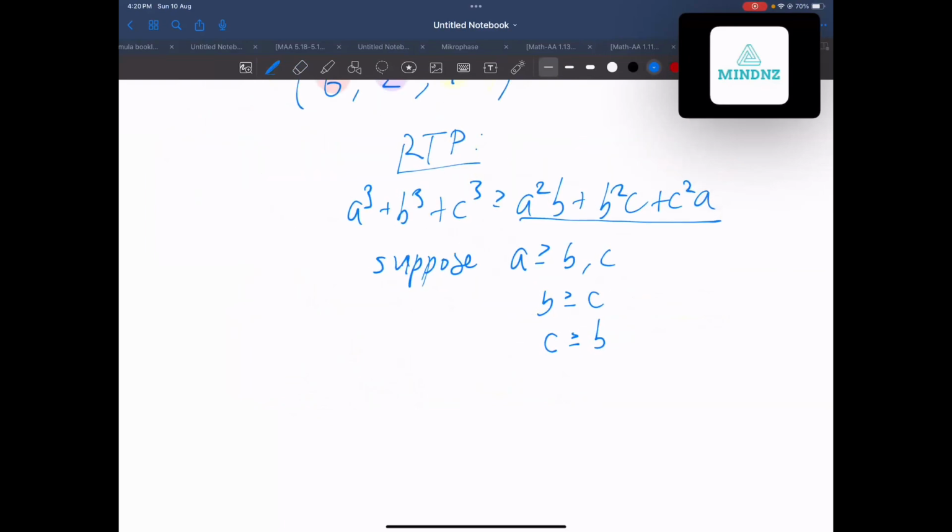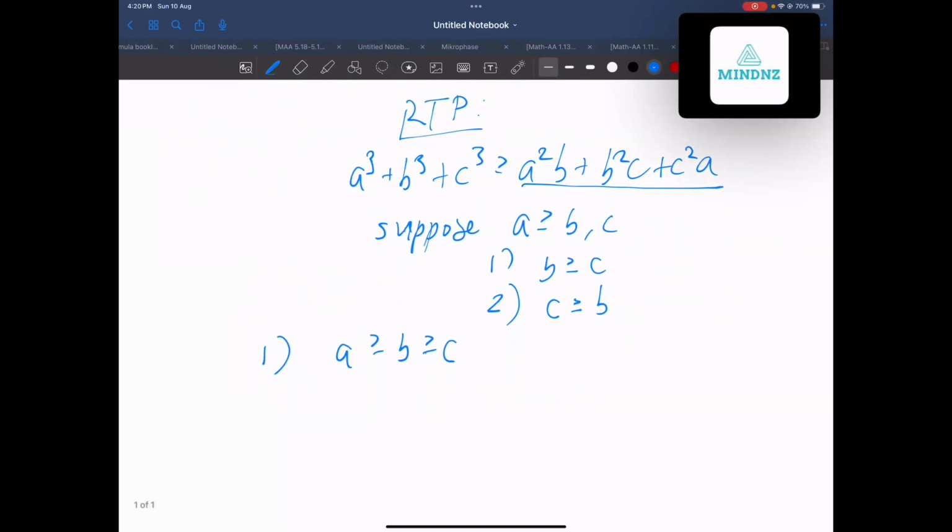So let's call this 1 and this 2. In case 1, we have a greater than or equal to b greater than or equal to c. What does that also mean? Well, that means that a squared is going to be greater than or equal to b squared, which is greater than or equal to c squared, right?